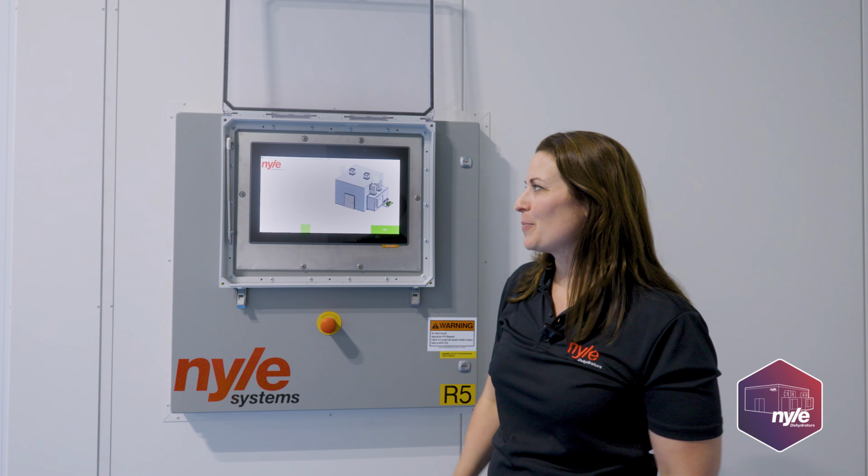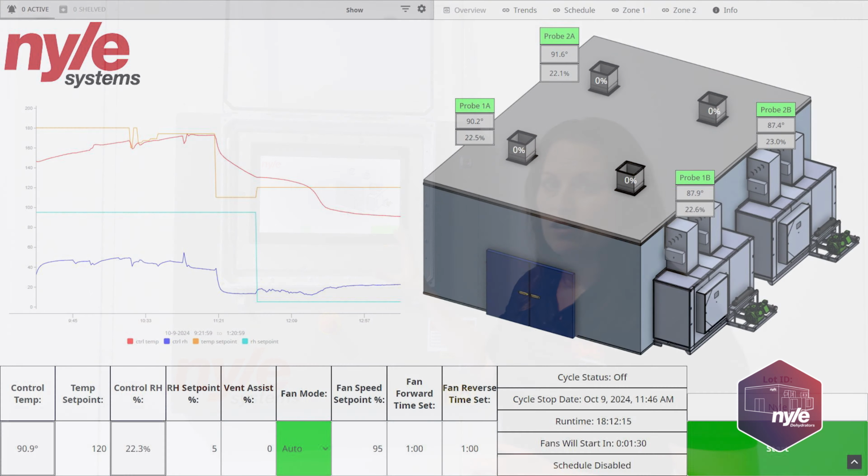All right, so now we're going to show you the controls, that are PLC controls on our Nyle Dehydrators. We've got an upgraded system, which we absolutely love. Our customers love it. It's very, very easy to use. All the information you need to know is on the screen, so you can see everything at one time.